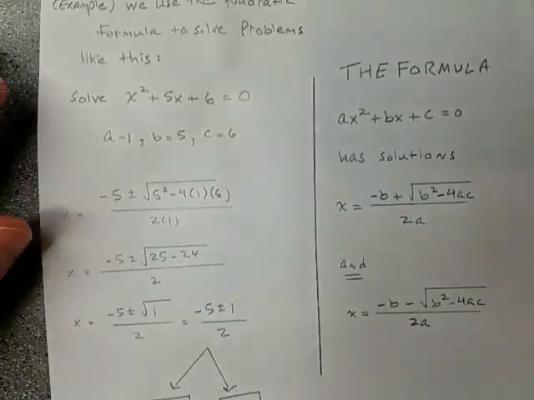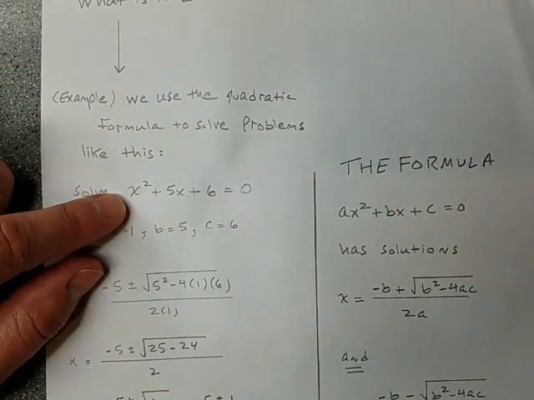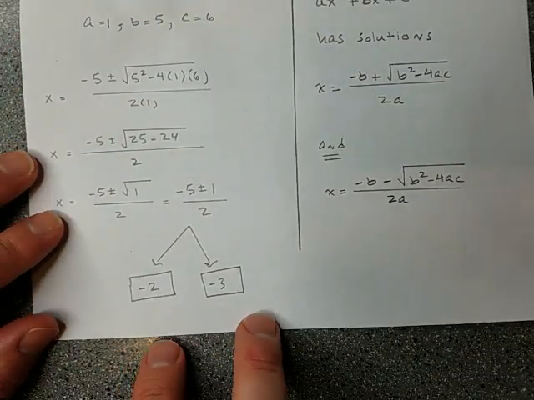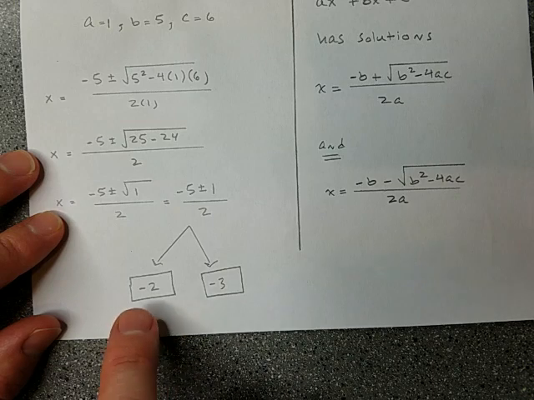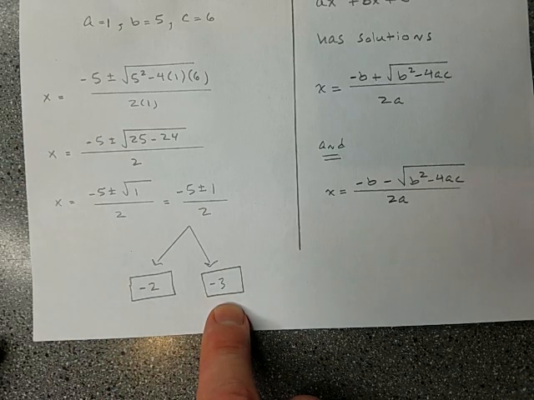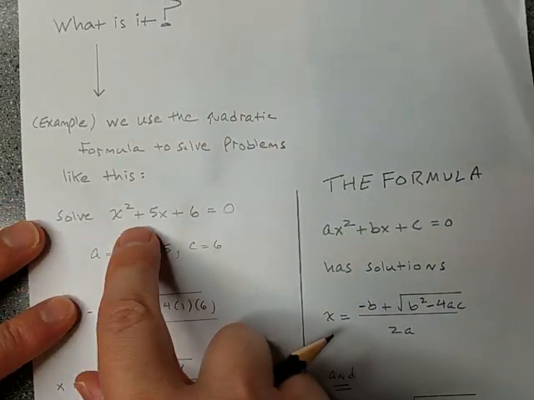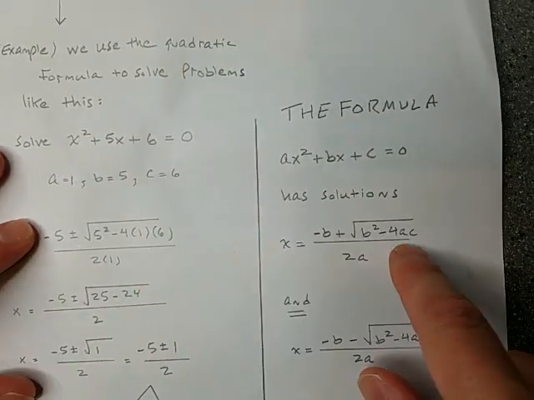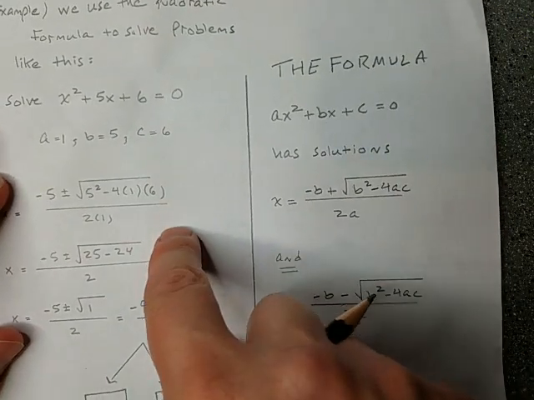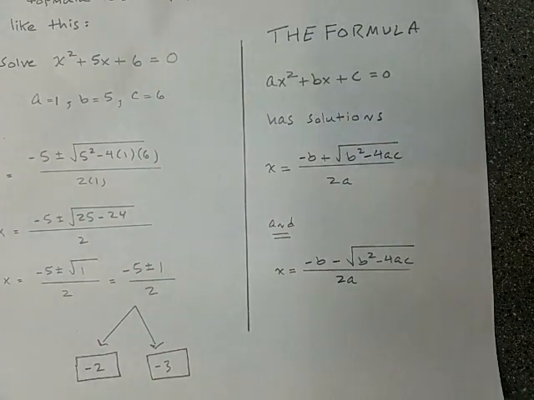The answers to that equation, the solutions, turns out there's two solutions. -2 will work and -3 will work. Okay? All right. So what you've seen here, you got the big picture. This is the kind of problem we solve. That's the formula that gives us our answers. And I do the math from there.